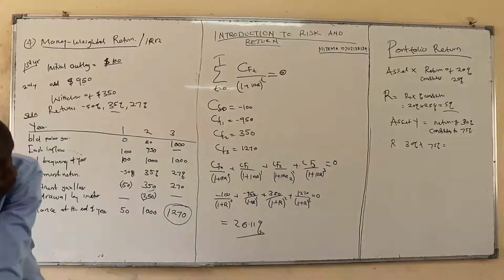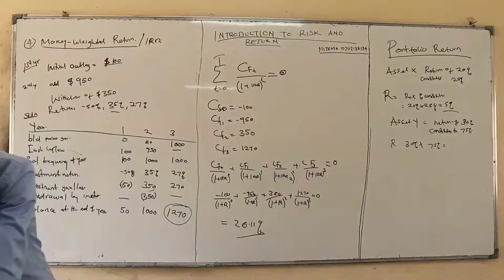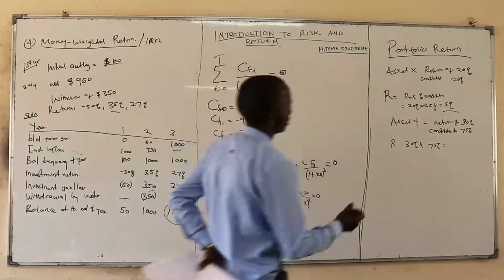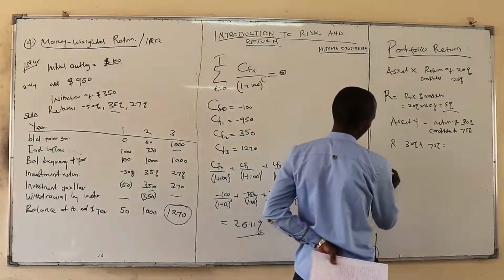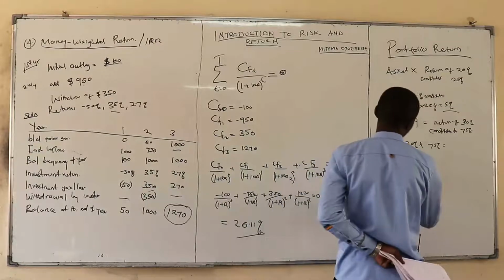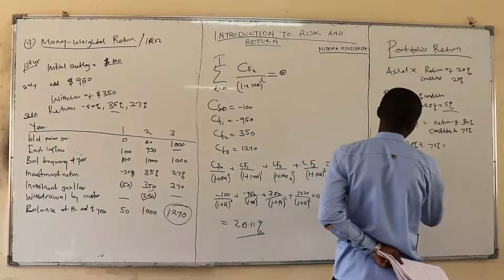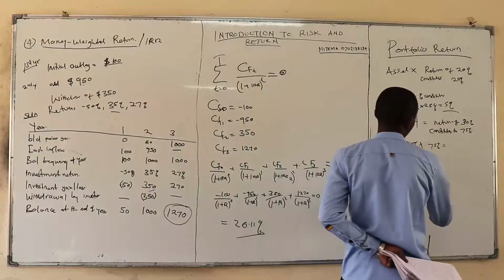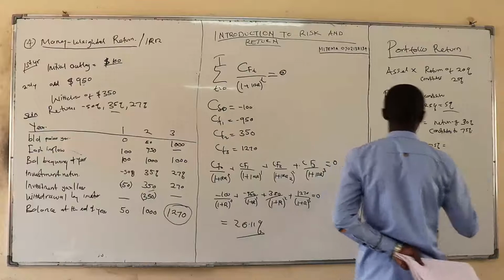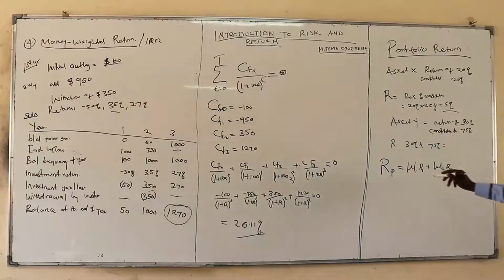It could be of more than two returns. It could be calculated like this: the portfolio return, denoted by RP, equals W1 R1 plus W2 R2, where W1 is the weight of the first asset.